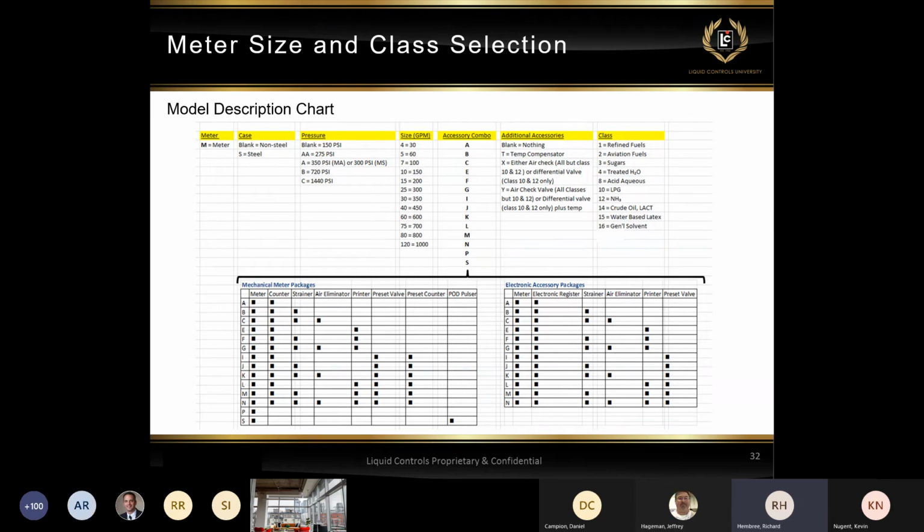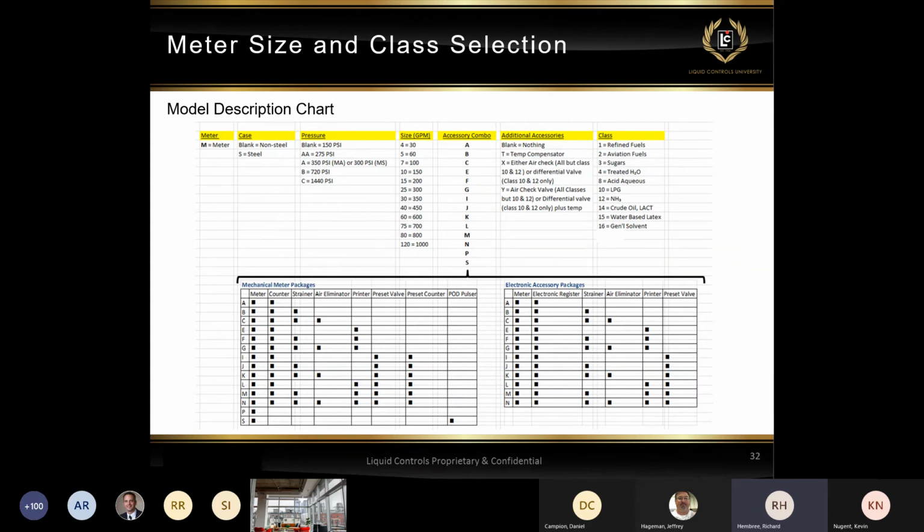Then you come to your case, which would be non-steel if you left it blank. If you went with the S, it would be steel. Then the next chart is your pressure rating, and that's like the blank, 150 psi. You see that mainly in some of the class 1 meters and some other meters as well, that class 8s that are not for higher pressure. The AA and the A, when you see that, designates a higher pressure application. And then you get into the B and C, which is higher pressure applications.